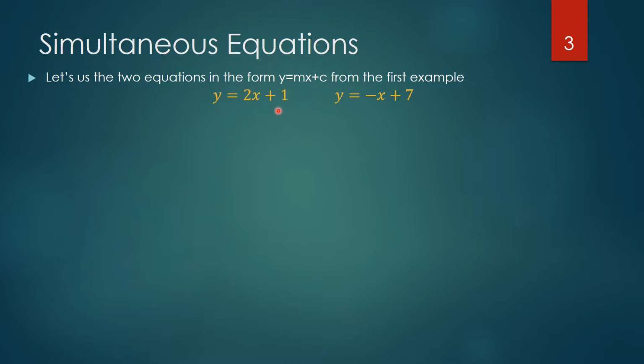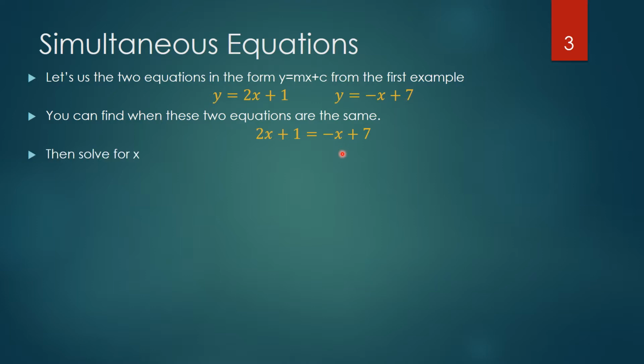Since those two are equal, we can just write them as equal to find when they are the same. So that's what we do. We end up writing 2x plus 1 equals negative x plus 7. So now we have an equation that doesn't have any y in it. Since we only have one variable, we can just go about and solve that equation for x. We're going to be using some of our algebra skills for that.